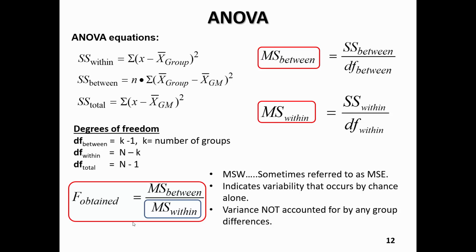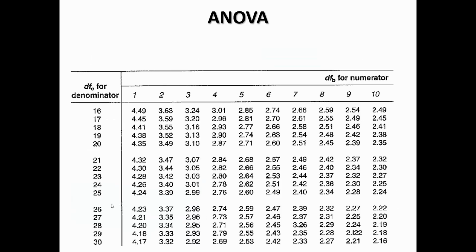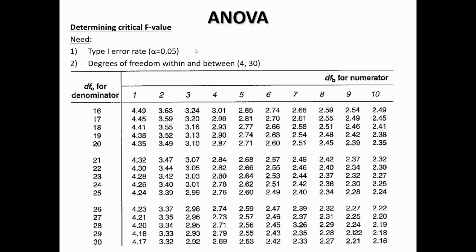Now, once we calculate our F obtained, our test statistic, we have to compare that to some threshold F value, and this is where we use our ANOVA table, also referred to as the F table. And so the F table is used to calculate that threshold or critical value. We don't need the data collected from the participants, but what we do need is the family-wise or overall type 1 error rate, and unless stated otherwise, we typically assign that to an alpha level of 0.05.